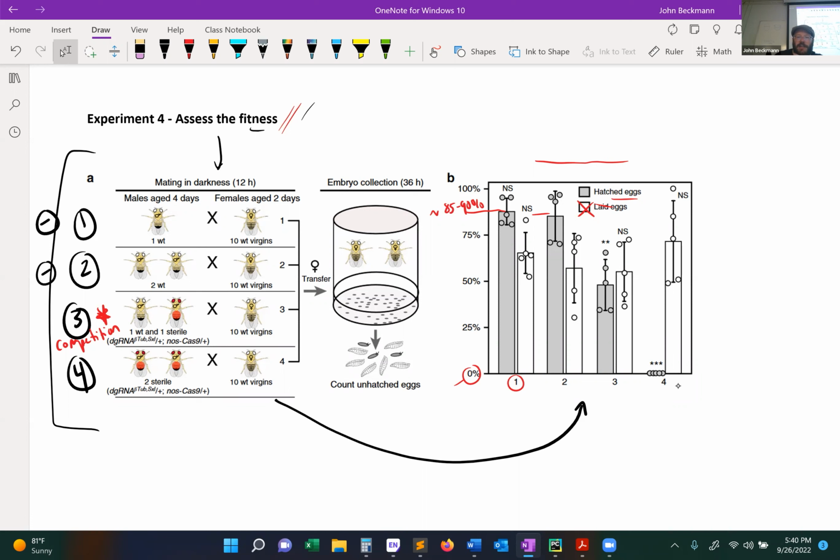In the competition assay, the hatch rate is exactly at 50%, essentially the means. What does that tell you? The sterile male has the same chances to mate as the normal male. The female cannot tell the difference at all. If she was able to tell the difference, it would not be at 50%. It would either be high or low. If it was low, she's preferring the sterile male. If it was high, she's preferring the fertile male.